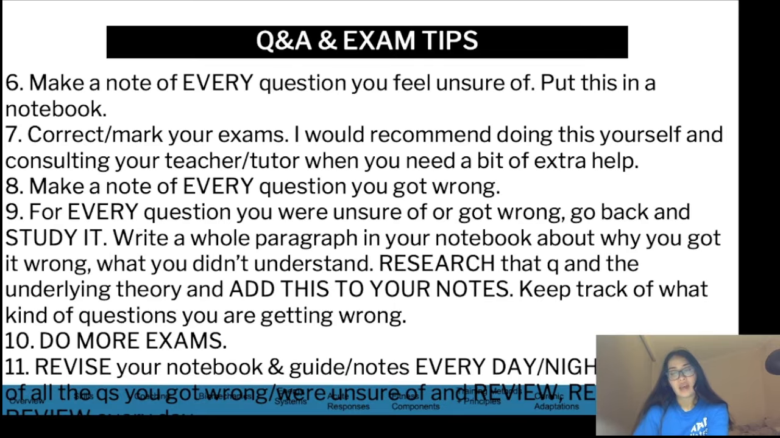What I did was I would make a note of every question that I was a bit unsure of and put it in a notebook. When I corrected the exam, even for the ones I was unsure of, I'd write notes about why I was unsure about it or review it a bit. I'd also make notes on every question that I got wrong, and I'd review it and read up on it and put that into my notes as well. I would review it, write a paragraph about it, and review it again before I went to bed. It helped me understand where I was going wrong and helped me consolidate areas that I wasn't doing well at.